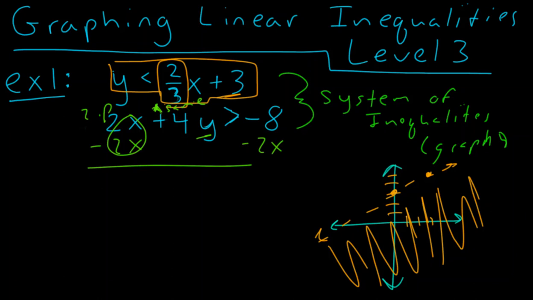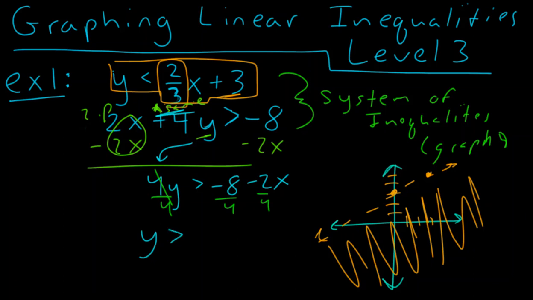And now we have 4y is greater than... and if I were to ask you, what is negative 8 minus 2x? Well, hopefully you would say negative 8 minus 2x. They're not like terms, they can't combine. And then from here, we know we can go ahead and divide everything by 4. And at this point, because of our little note right here, our inequality stays the same. Negative 8 divided by 4 is negative 2. And negative 2 over 4 reduces to negative 1 over 2x because we can divide both of these by 2.